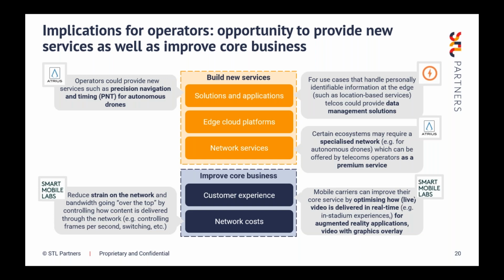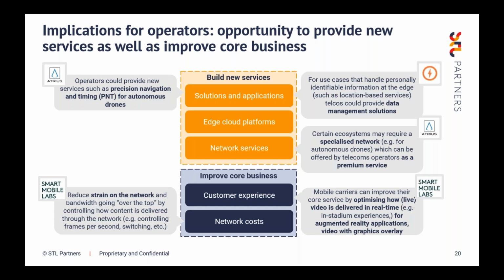One, which is improving your core business, and this could be about reducing costs and optimizing how the network works by processing, particularly high bandwidth data deeper in the network to avoid it moving all the way through the core and to the cloud. But it can also be about improving customer experience. So it could be around specific examples where Smart Mobile Labs has a kind of solution where an operator can improve how the real-time video streaming in a stadium experience or in an event, and in that way they provide a superior experience compared to their competitors in that specific scenario.